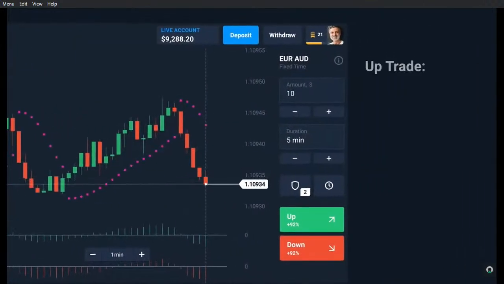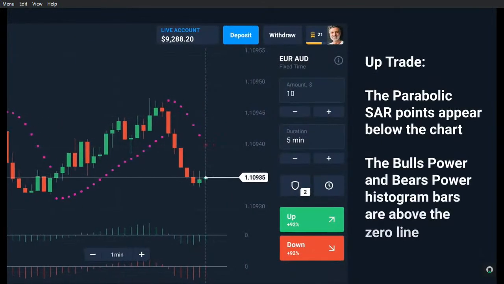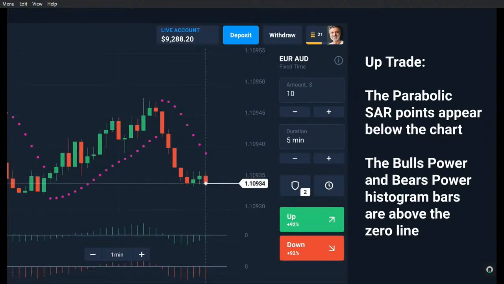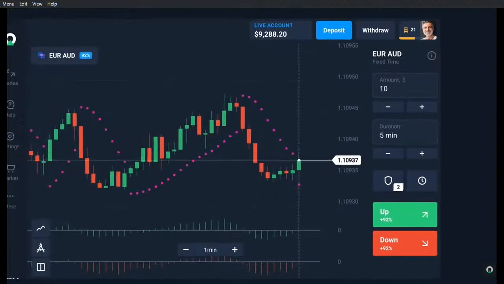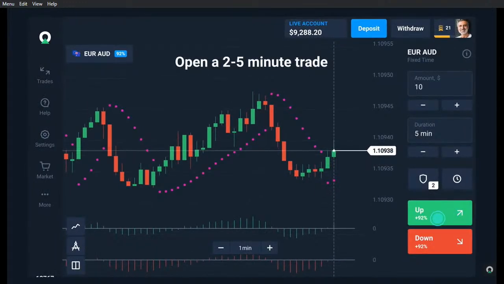To open an uptrade, we wait for parabolic points to appear below the price chart, and for bull's power and bear's power histogram bars to appear above the zero line. Open a 2 to 5 minute trade.